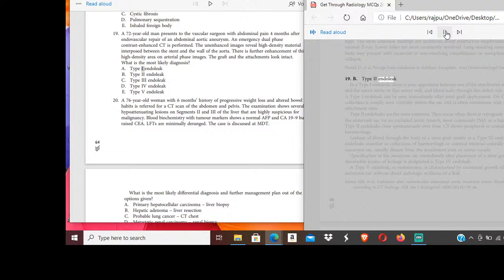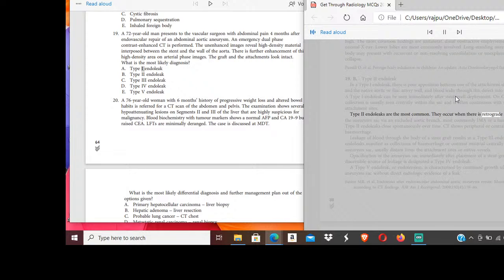B. Type 2 endoleak. In a type I endoleak, there is poor apposition between one of the attachment sites of a stent graft and the native aortic or iliac artery wall, and blood leaks through this defect into the aneurysm sac. A type I endoleak can be seen immediately after stent graft deployment. On CT, dense contrast collection is usually seen centrally within the sac, and is often continuous with one of the attachment sites. Type 2 endoleaks are the most common.